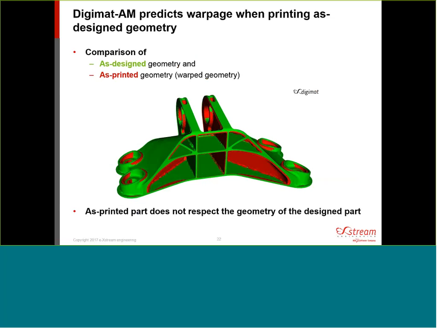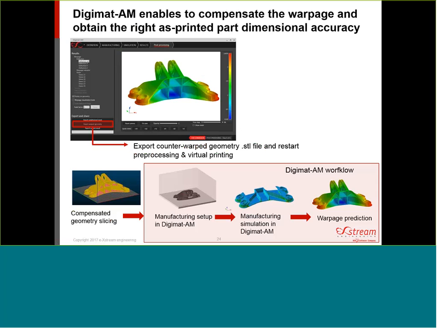And so we want to use this first simulation result to actually compensate for warpage. So here is a comparison of the as designed geometry, so the one that you have in mind and the one that you actually send to your printer. So it's the green one, and in red, the geometry that you actually get once you print your part. So obviously, the as printed part does not respect the geometry of the design part. And with this application, where you can see you have areas dedicated to bolts, it seems quite obvious that the part as printed now will not be able to be used in an assembly, for instance. So what we want to do is compensate for warpage.